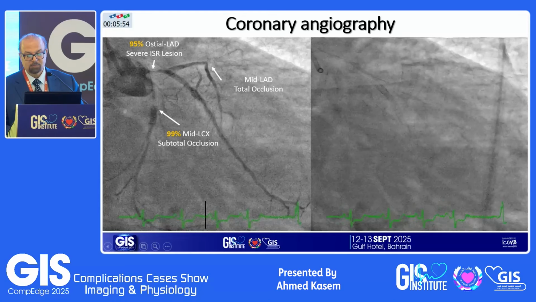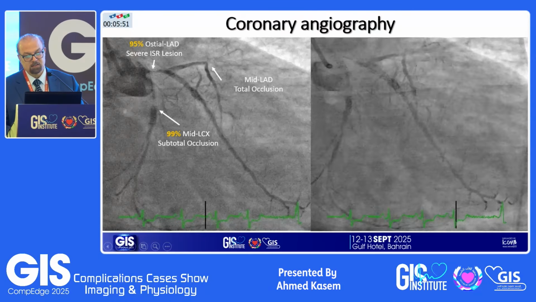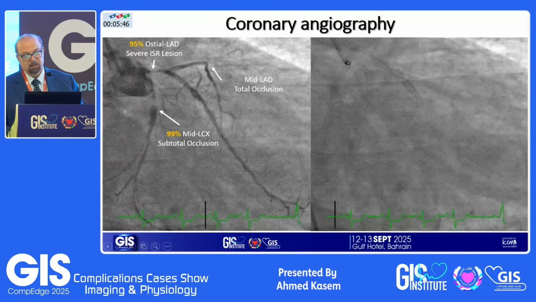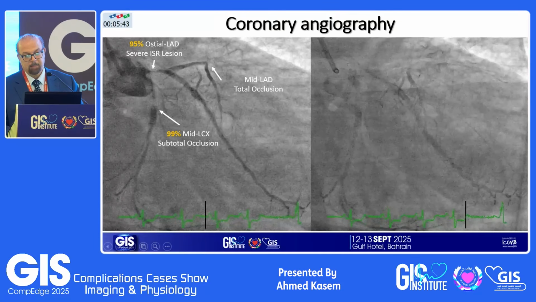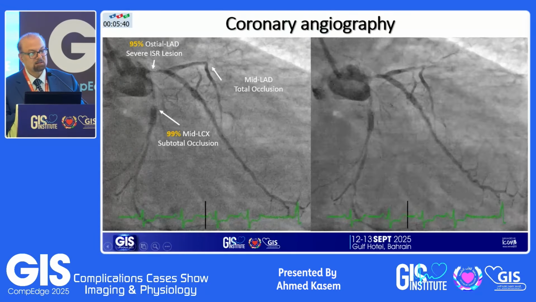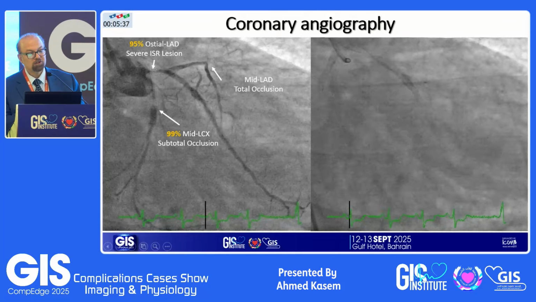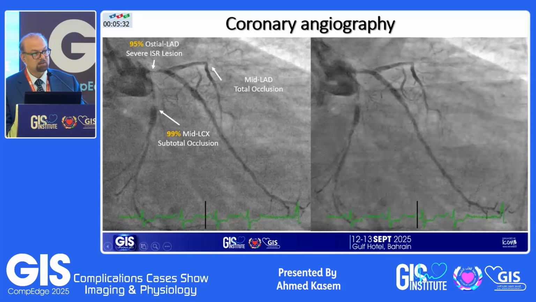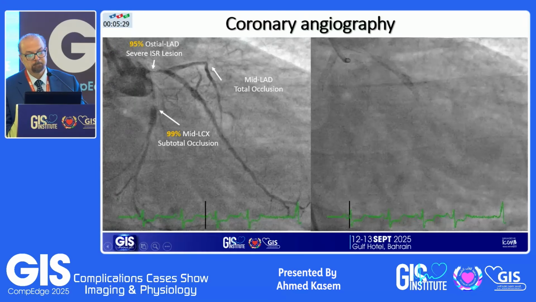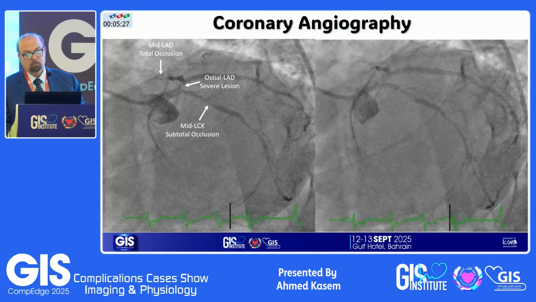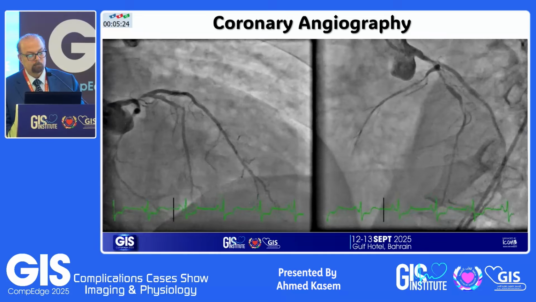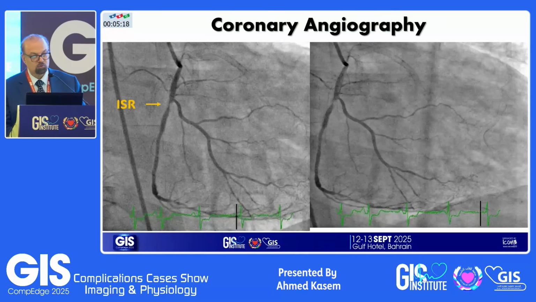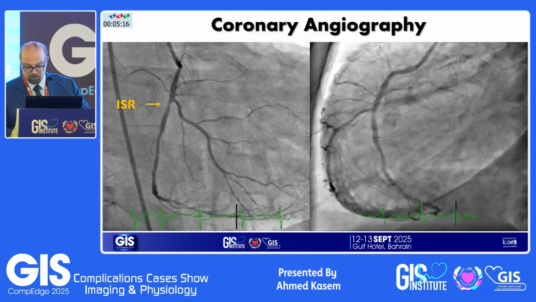The angiogram showed very tight in-stent restenosis in the proximal LAD and also very tight diffuse in-stent restenosis, multiple lesions, in the left circumflex. We noticed something strange here: occlusion in the mid LAD. I thought initially this was probably the culprit for this presentation. And this is the right coronary artery, also showing in-stent restenosis in the mid segment, very tight.